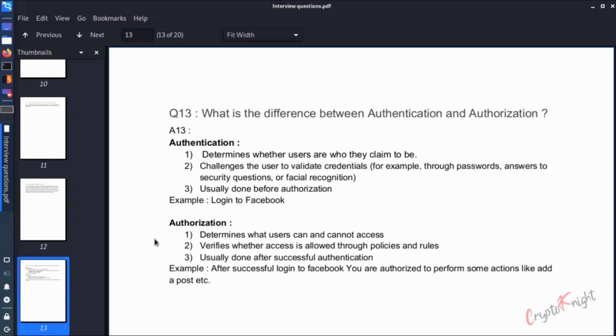What are some of the examples? Logging onto Facebook. And it can be any website. Just for example's sake, I took Facebook. Now let's discuss authorization. So it determines what users can and cannot access. It verifies whether access is allowed through policies and rules or not. Third point is, it is usually done after authentication. So one of the example is, after successfully logging onto Facebook, you are authorized to perform some actions like adding a post to your profile, etc., which you were not authorized to do before logging in.